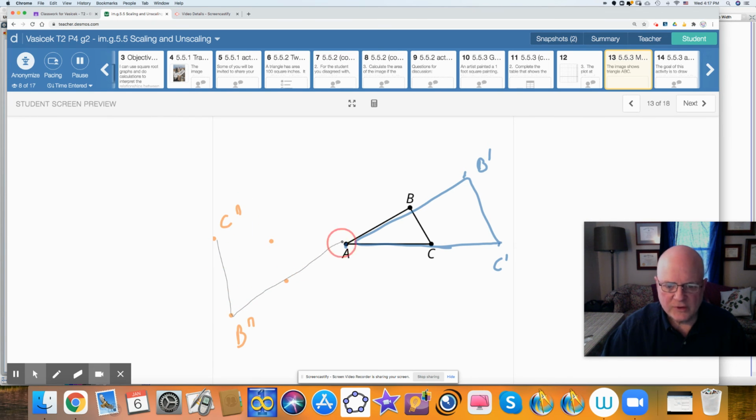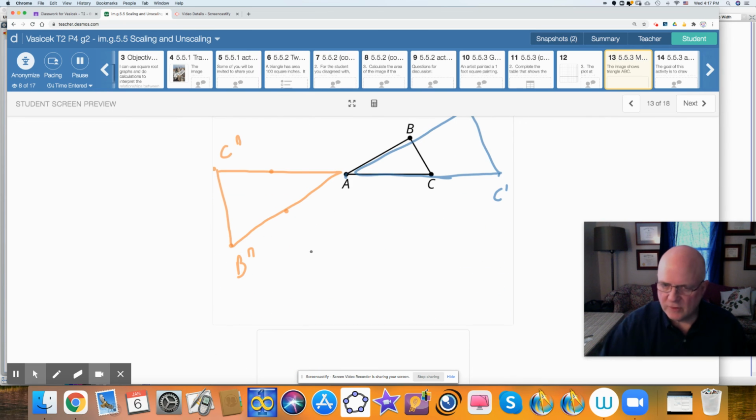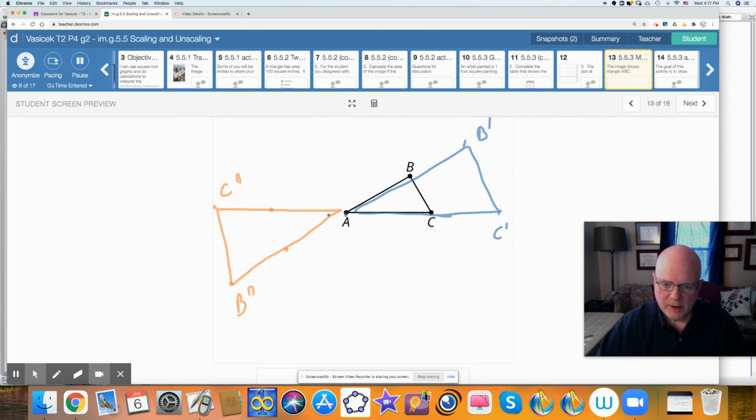And what transformation is it that moves me from this to this? It looks like it's going to be a rotation. And a rotation, because if I rotate 180 degrees, it will take B to B prime. That is 180 degrees around point A. If I rotate this 180 degrees around point A, I get to C prime. C prime to C double prime, or C double prime to C prime. So it's going to be a 180 degree rotation that would move this figure onto this one. And that was the question for this particular slide.